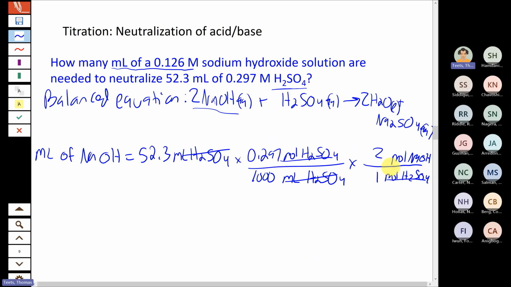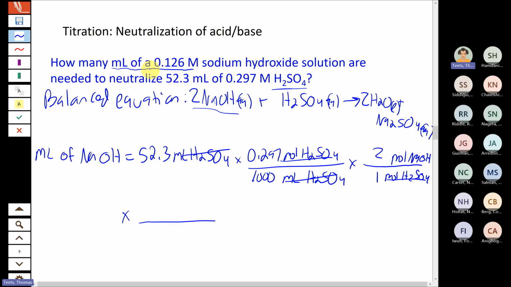That's the step that a lot of people forget in problems like this. So make sure you're still balancing the equation and using the coefficients when you need to. And then finally, this last step here we haven't done yet, but we're looking not for the moles of NaOH, or not, in this case, the grams of NaOH. We're looking for the volume of the solution in milliliters.